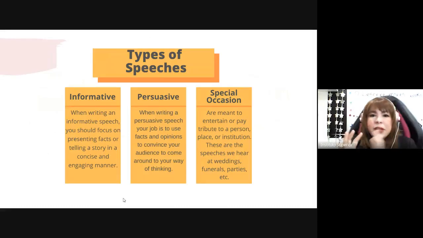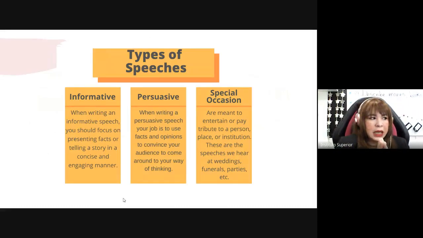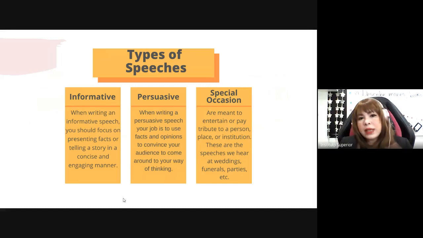Let's talk about the different types of speeches. Okay, in public speaking, there are different types of speeches, but here we have just three examples. The one that we are focusing on today is the informative speech. When writing an informative speech, you should focus on presenting facts, okay? Facts give you credibility about what you are saying, so the audience can trust your words. So facts are really important.